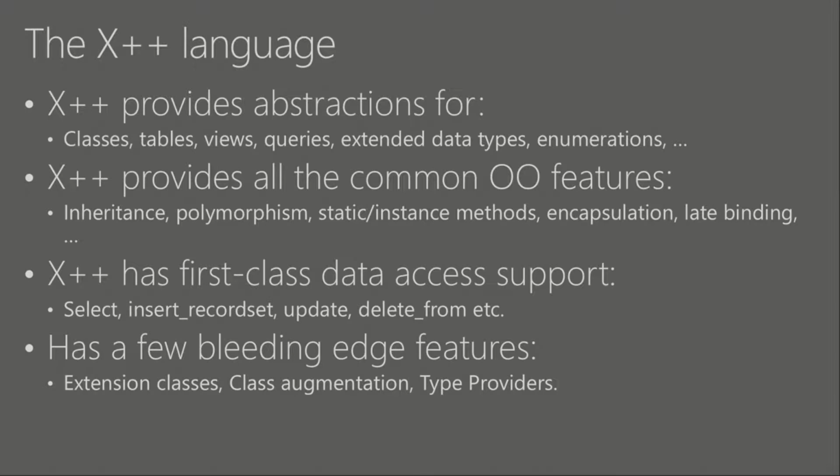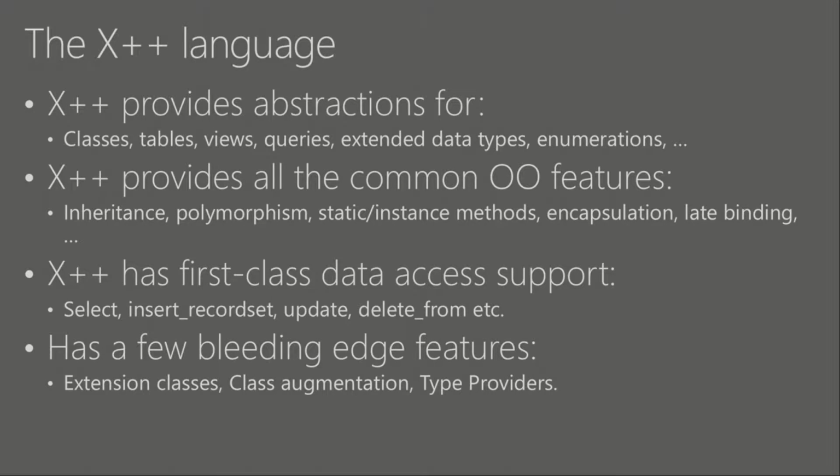Now, X++ has a few what we call bleeding edge features. It has extension classes, which are not exactly bleeding edge anymore because C# has the same thing. We patterned our support after what C# does. But we've added something new that even the C# guys don't have yet.